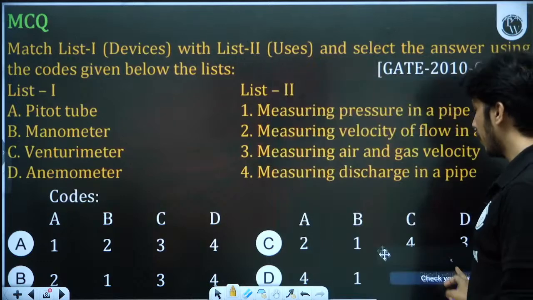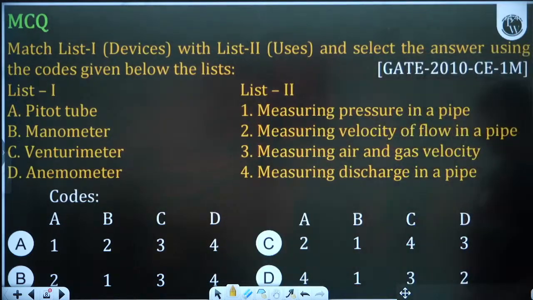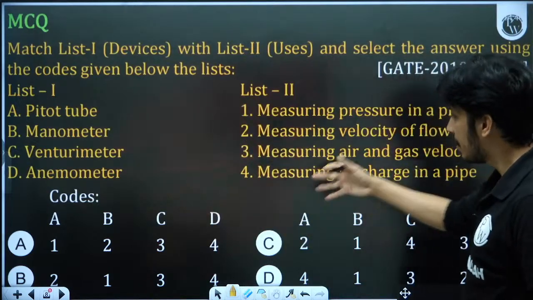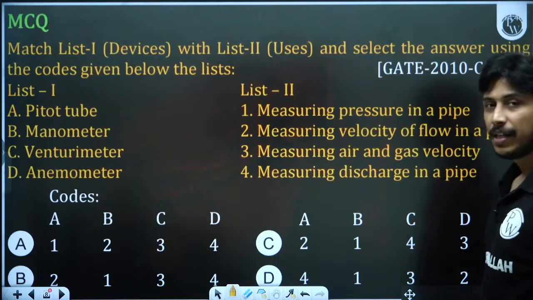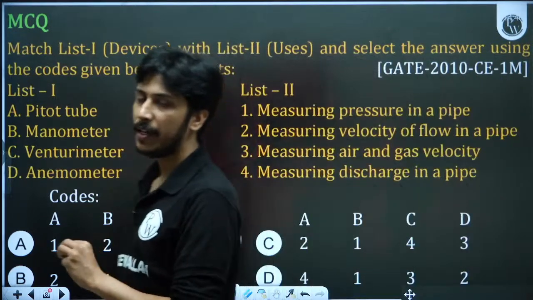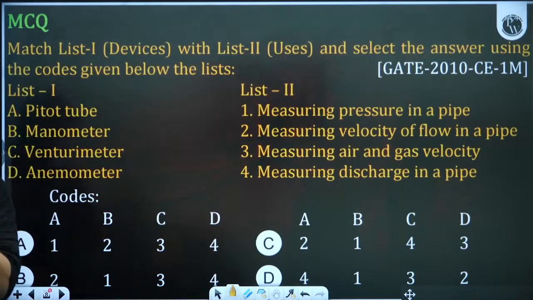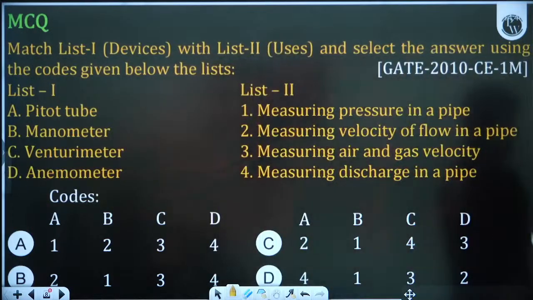Okay, solve this. I have started the poll. What is pitot tube? What is manometer? What is venturimeter? What is anemometer? What things do they measure? They are asking. You can give me the answer. Just comment the option which one you feel is correct. The poll will take care of your answer. It will automatically grab your option. This question is again from 2010, 15 years ago.